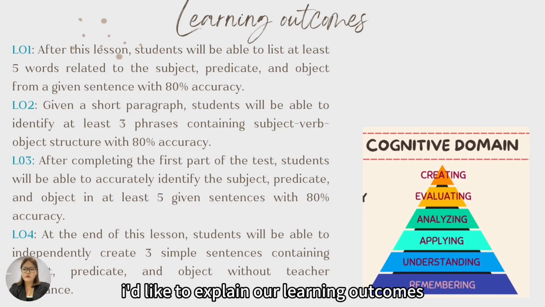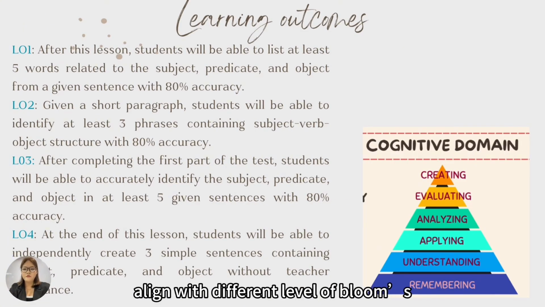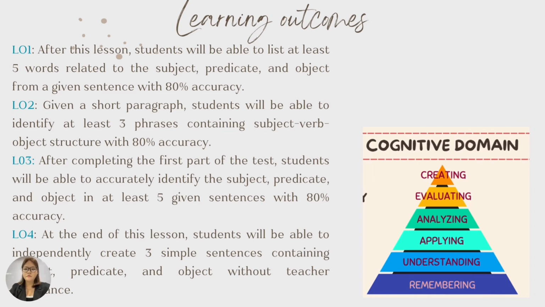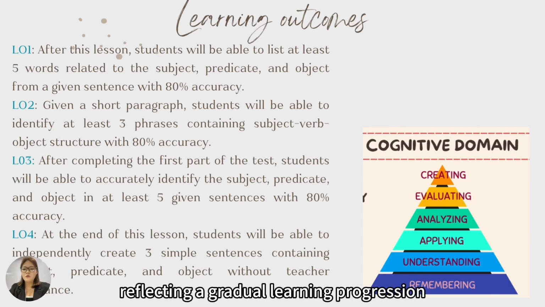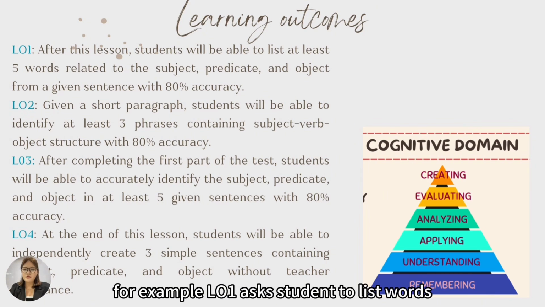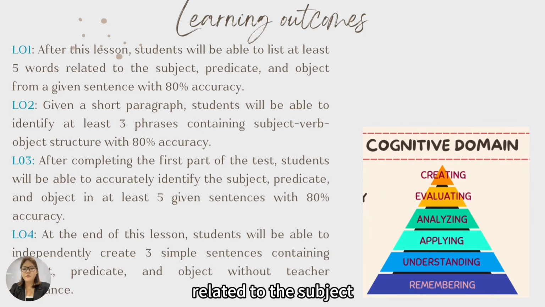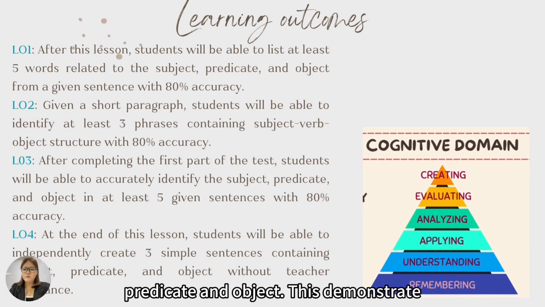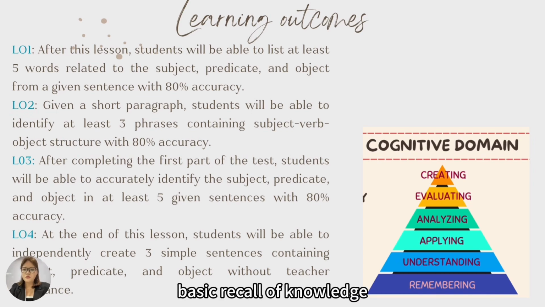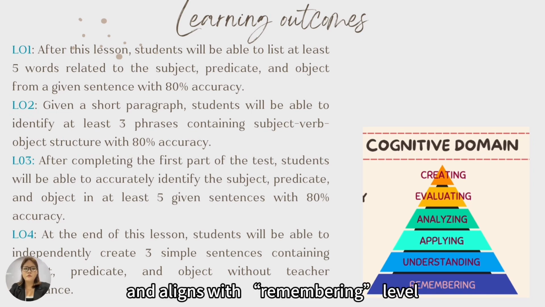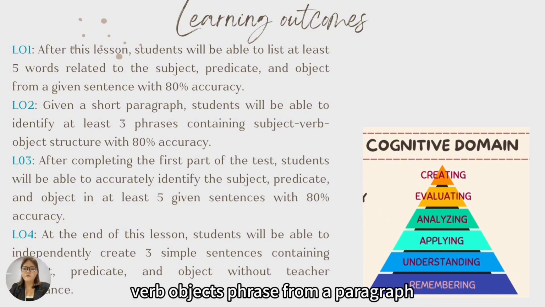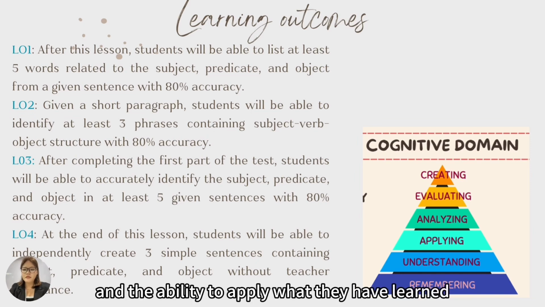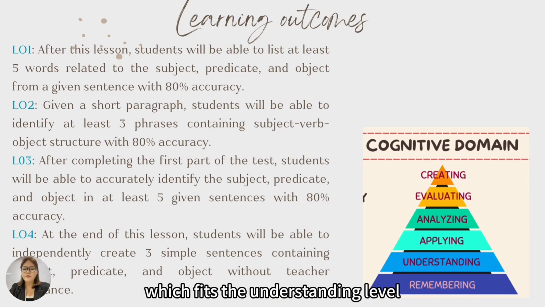I'd like to explain our learning outcomes and how they align with different levels of Bloom's cognitive domain. Our learning goals cover a range of thinking skills from lower order to higher order levels, reflecting a gradual learning progression. For example, LO1 asks students to list words related to the subject, predicate, and object. This demonstrates basic recall of knowledge and aligns with the remembering level. LO2 requires students to identify subject, verb, object phrases from a paragraph. This shows comprehension and the ability to apply what they have learned, which fits the understanding level.